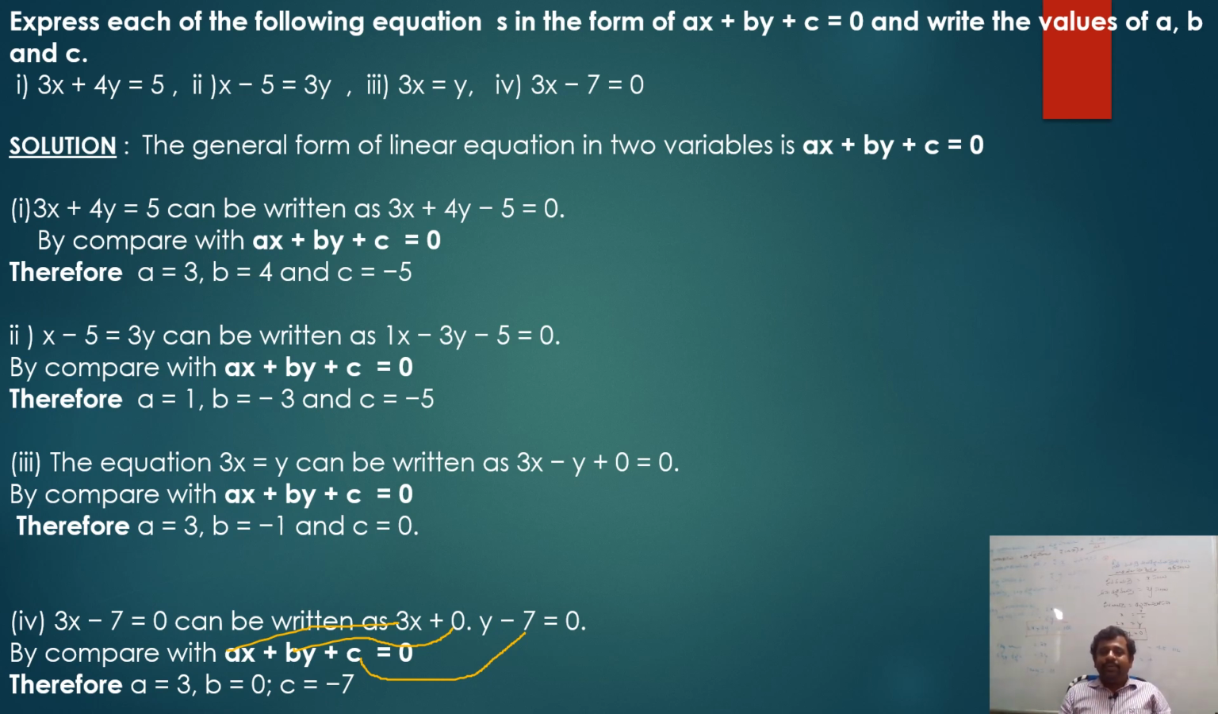I hope you all understand the general form, students. Already we have discussed the general form of a linear equation in two variables, that is ax plus by plus c is equal to 0. In the previous example, we learned to compare a linear equation in two variables with the general form and find the values of a, b, and c.